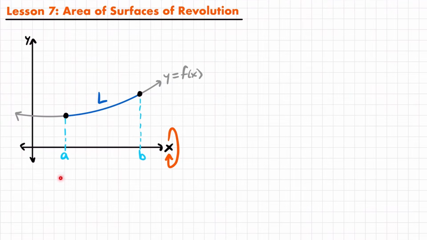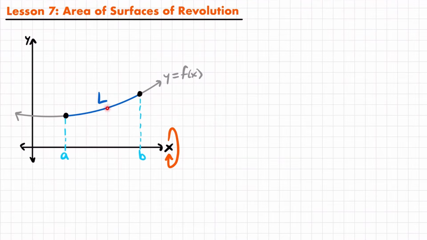And so if you take a look at this graph right here, we have a function y equals f of x, and a particular portion of that function, a curve with length L from A to B, and if we were to take that curve from A to B and revolve that around the x-axis, we would form a surface of revolution. Right, it would not be a solid of revolution because we're not revolving the region beneath that curve around the x-axis, we are just revolving that curve.